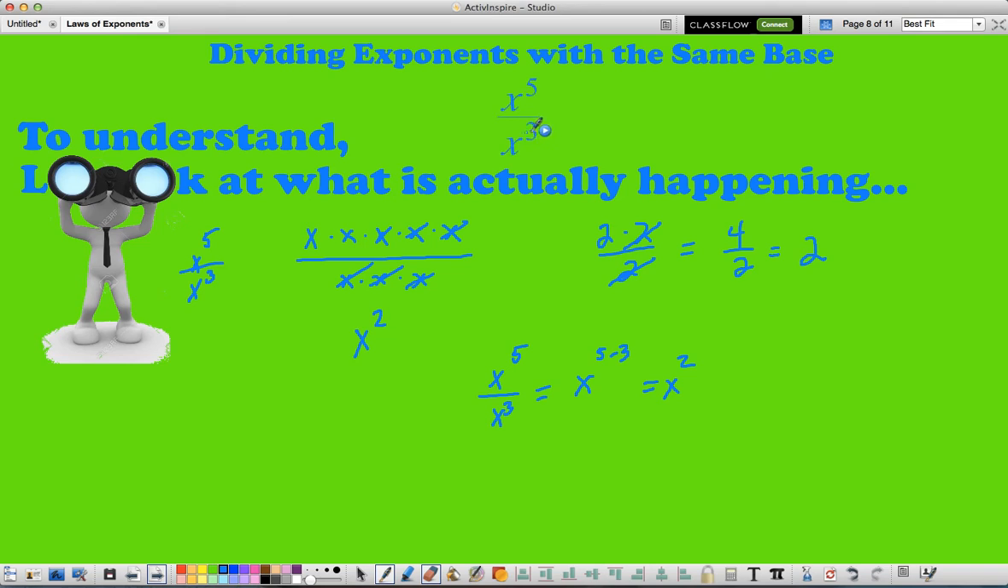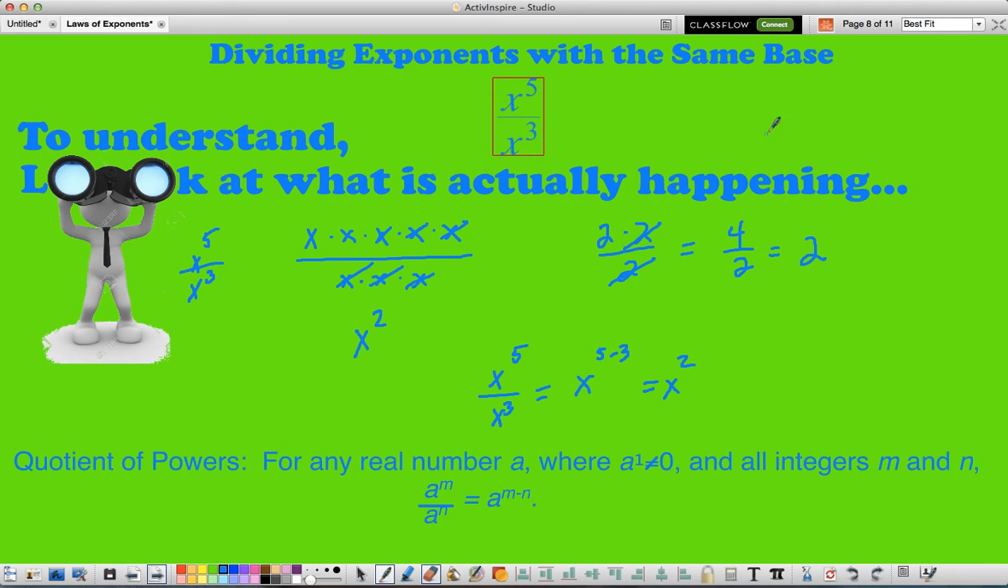Okay, again, so the law tells us that for any real number a, where a to the first is not 0, and all integers m and n, a to the m over a to the n is equal to a to the m minus n.